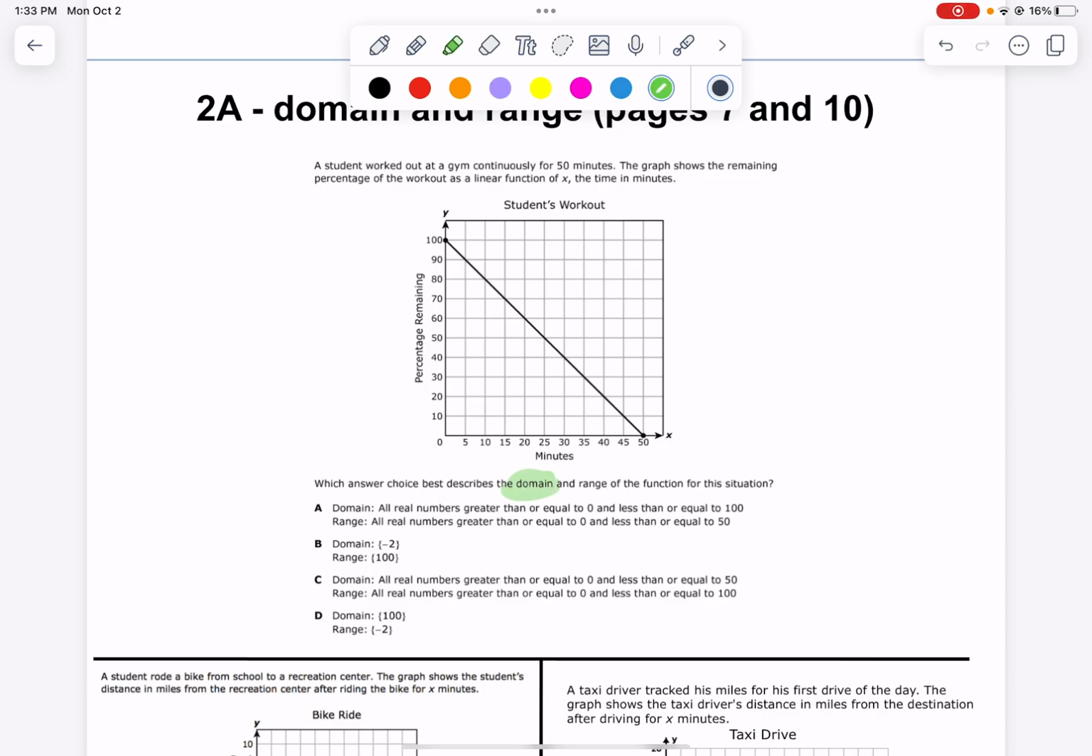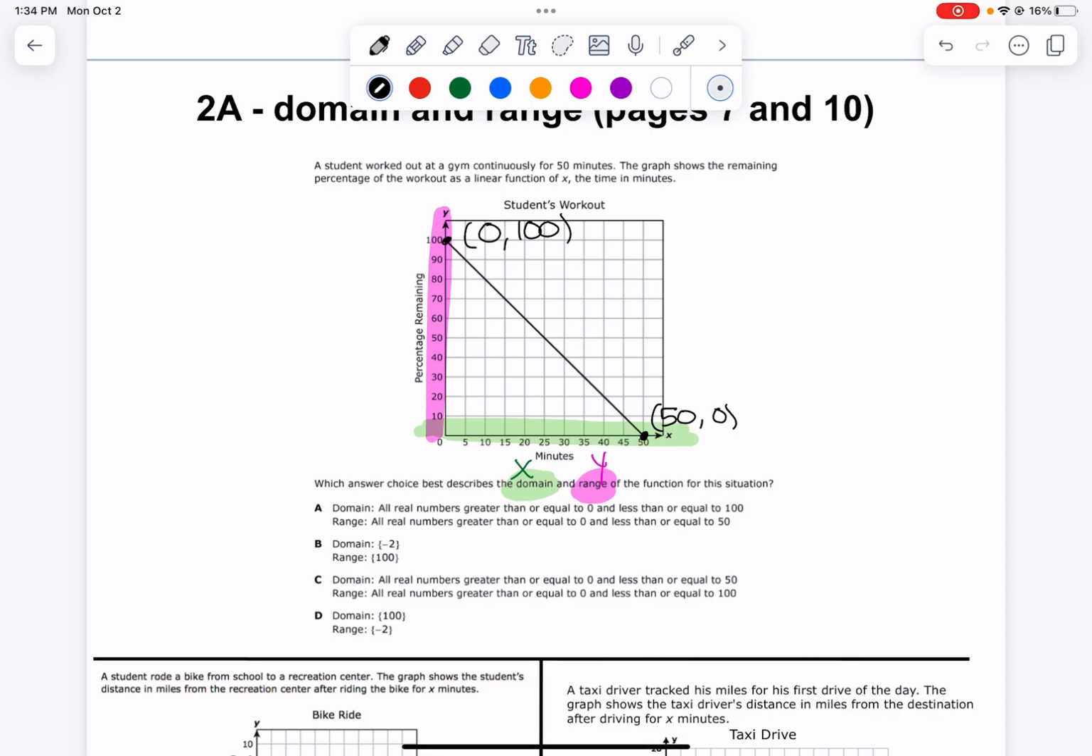We have domain, which we know is x. So let's highlight our x. And then we have range, which we know is y. So let's find our 2 points. The 2 points they gave us are (50, 0) and (0, 100).